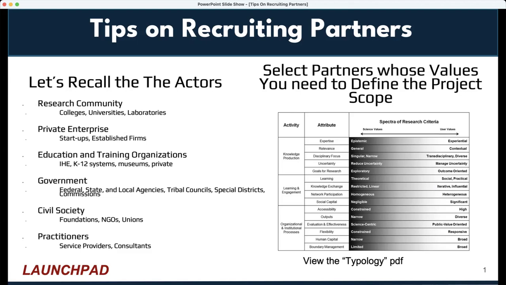be focused more towards the scientific values and some more towards the user values. So you'll need to select users depending on which areas, which attributes they're most necessary for. So I suggest you look at that typology and it'll give you a sense of how to do that. So let's just step through them very quickly.